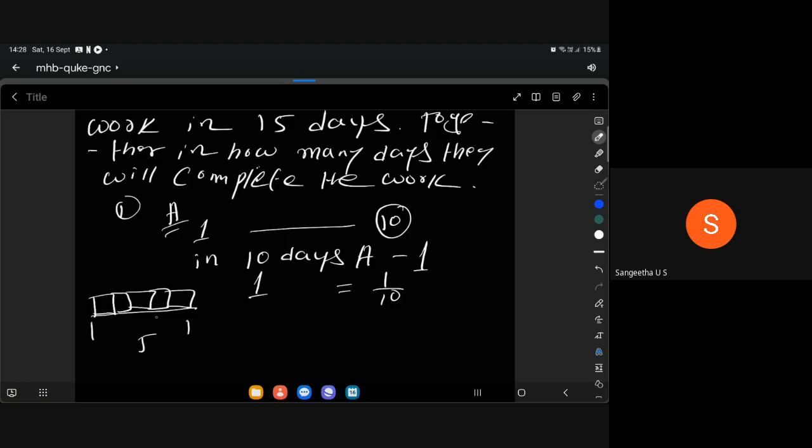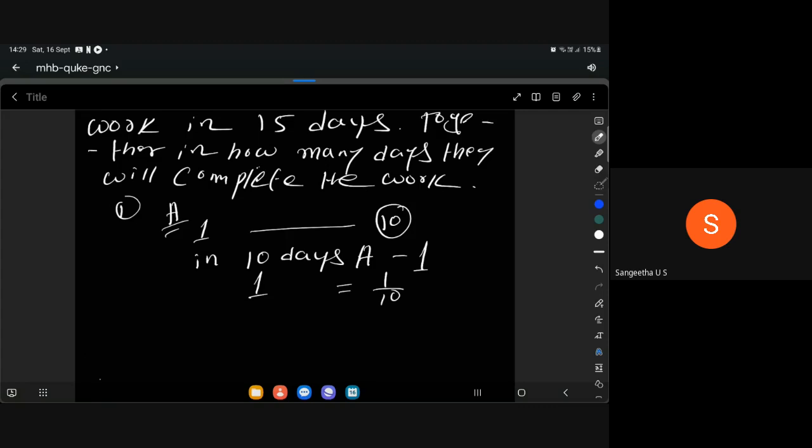So in 1 day, how much can you do? Only one room, 5 days, one room in 1 day. 1/5. This is one, so one part of 1, 2, 3, 4, 5. So in 1 day you are doing only 1/5. So if you are executing a work in 10 days, obviously in 1 day you will do 1/10 of the work.